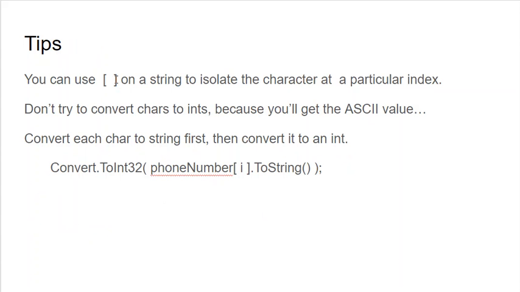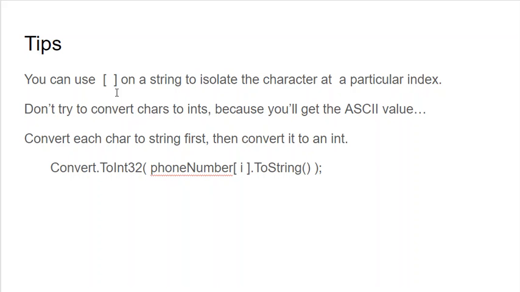You can use the square brackets on a string. Strings support read-only indexing. A string is an array of characters, or can be treated as an array of characters. Back in C, it was an array of characters. So you can use the square brackets on a string to get a particular character out at a particular index. So you can say, my string square brackets i, and then that will return you a character. However, don't try to convert your characters to integers.